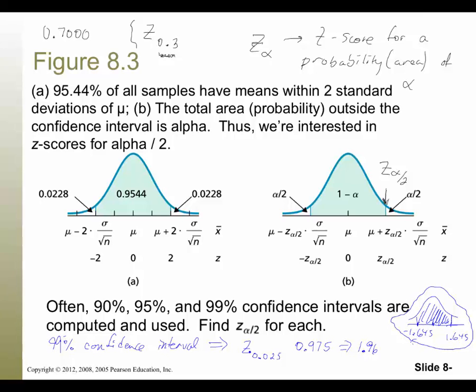Ninety-nine percent confidence interval means Z of what? She wants 0.005. Question? Yeah, when we're answering these questions like on a test or something, how do we write it out? Like, do you put both 1.96 and negative? It depends what's being asked for.